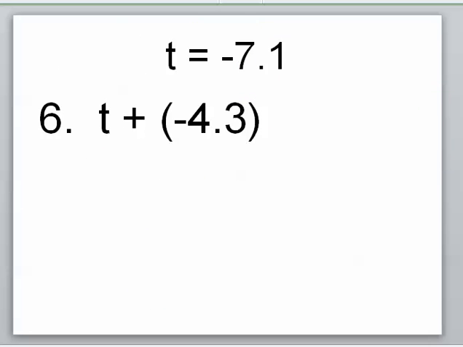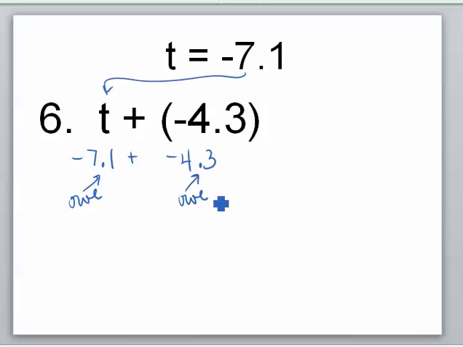The next ones are evaluating questions, so we're just plugging this in. So we have negative 7.1 plus negative 4.3. It says I owe $7.10 and I owe another $4.30. So all together, same signs, I owe $11.40.